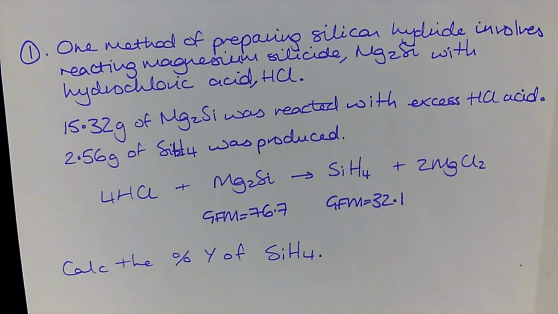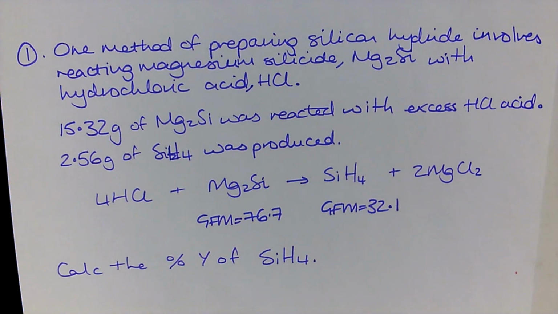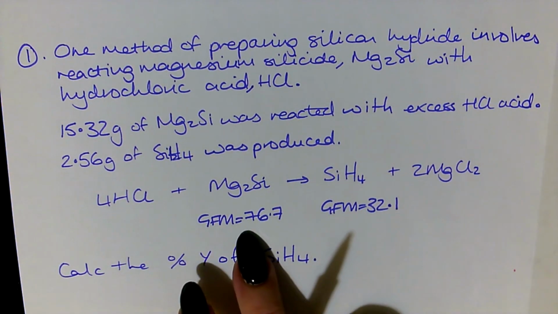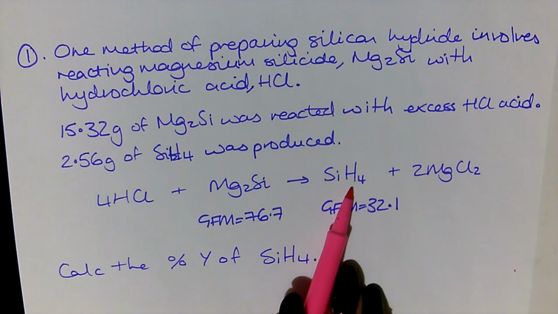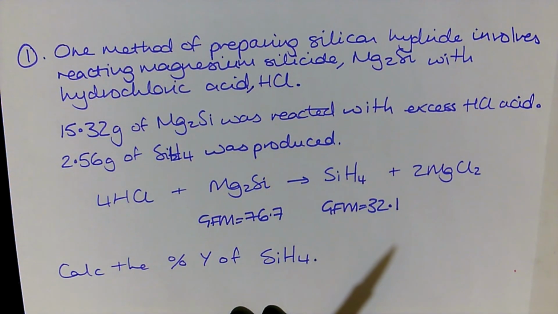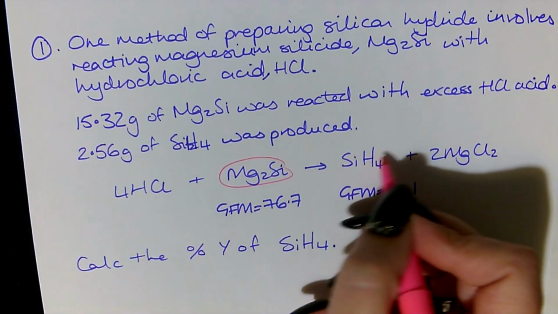It says, one method of preparing silicon hydride involves reacting magnesium silicide with hydrochloric acid. 15.32 grams of magnesium silicide was reacted with excess hydrochloric acid. 2.56 grams of silicon hydride was produced. They've given you a balanced equation and the gram formula mass for magnesium silicide and for silicon hydride. They're saying calculate the percentage yield of silicon hydride. So these are the two that we're interested in.